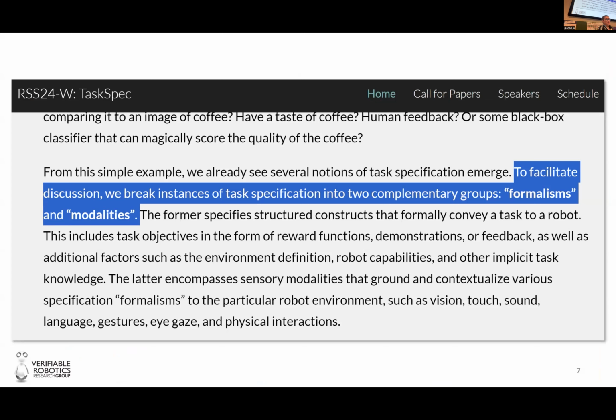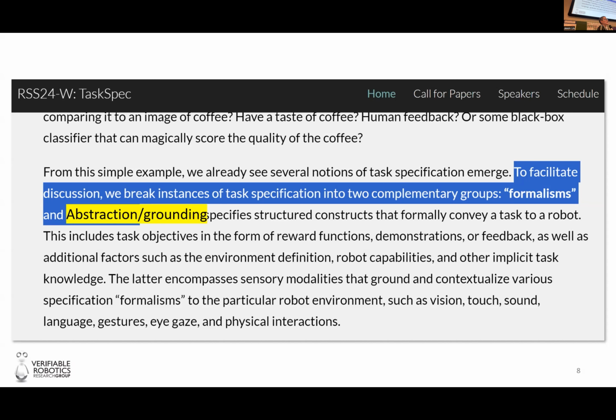So this is also from the website for this workshop, and one of the paragraphs in the middle says, to facilitate discussion, we break instances of task specification into two complementary groups, formalisms and modalities. So I'm actually going to not accept that definition. I still think these two groups make a lot of sense to me. But what I would call them is formalisms and abstractions or grounding. Those are the words I would use.